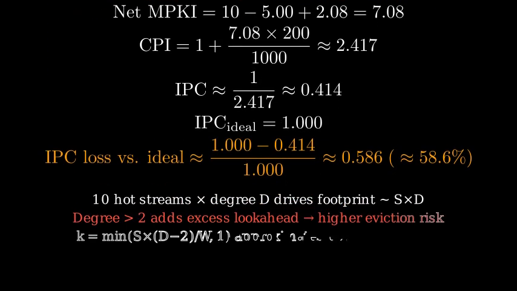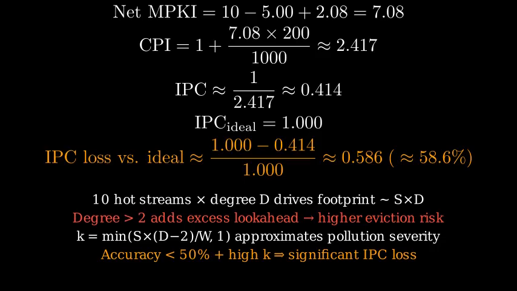Key takeaway. With 10 streams, degree greater than 2 makes the prefetched footprint exceed our local window, raising a pollution factor K, which directly reduces the value of inaccurate prefetches. Tuning degree and filtering low-confidence strides is critical.